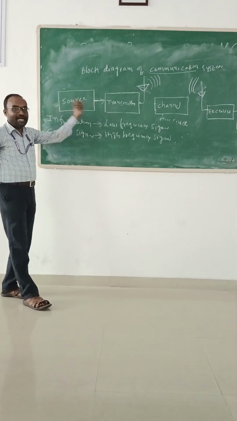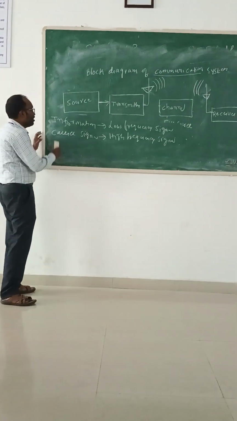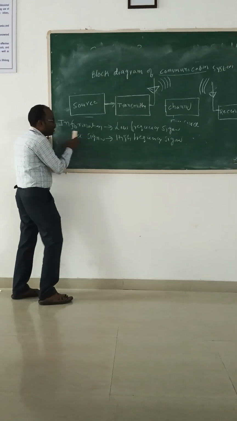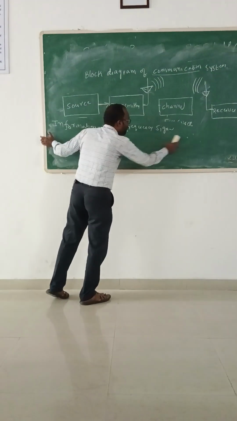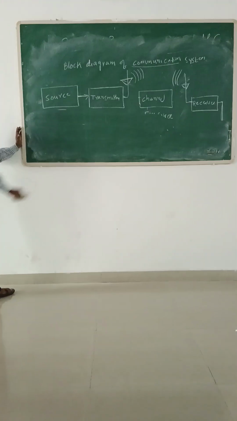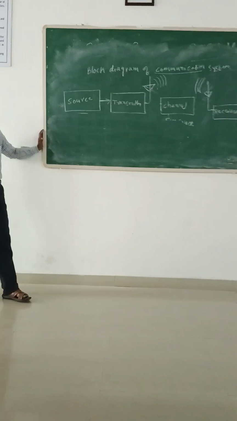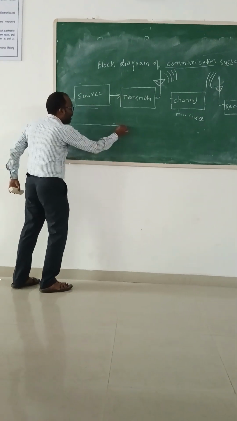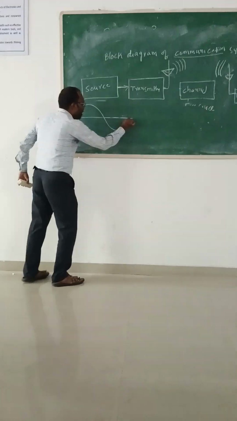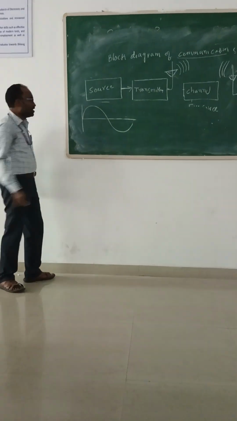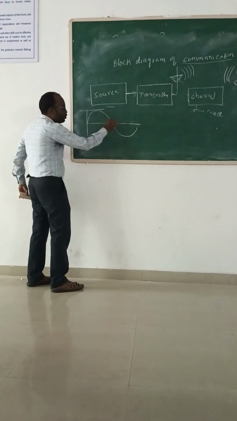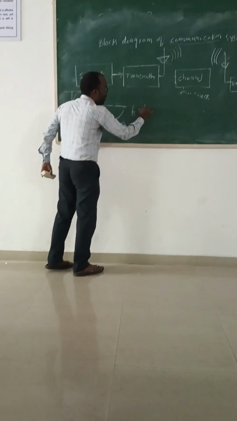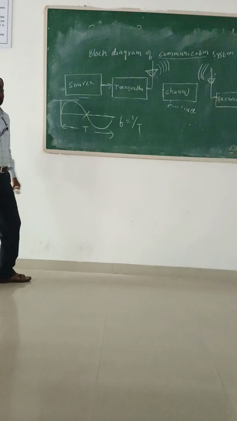Now if you try to define it in a proper way, modulation is a process of superimposing the low frequency signal onto the high frequency signal. Generally, if you discuss the characteristics of a signal, you have the amplitude, you have the phase, and you have the time period, whose inverse is the frequency.